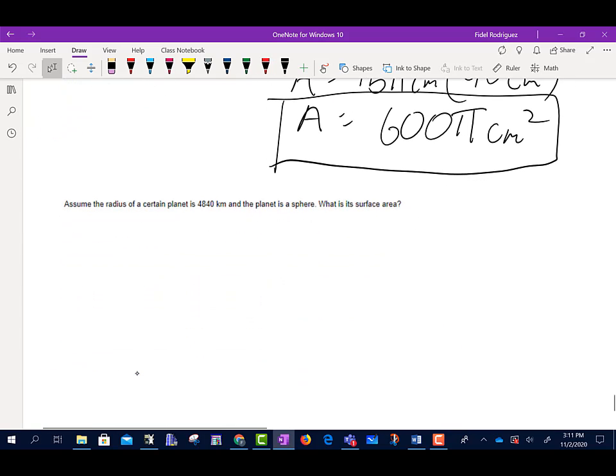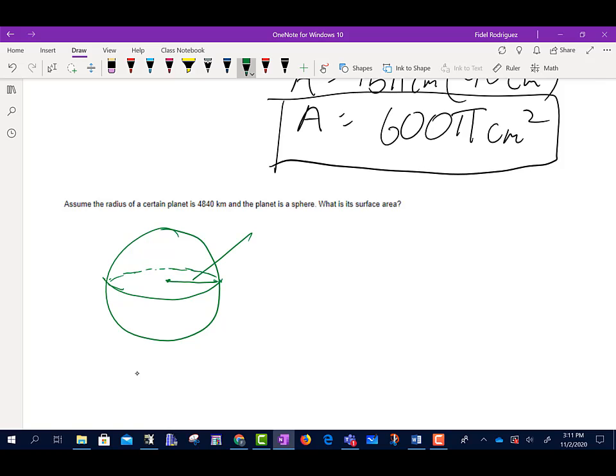All right, so here's the next problem here. It says, assume the radius of a certain planet is 4,840 kilometers, and the planet is a sphere. What is the surface area? Okay, so we got a planet, right? Looks something like this. Okay, and here's my radius. And we know that that radius is 4,840 kilometers. We are looking for the surface area.